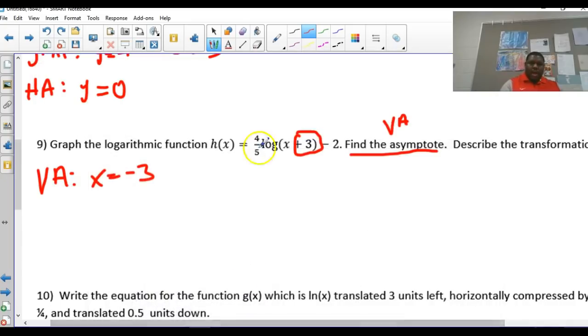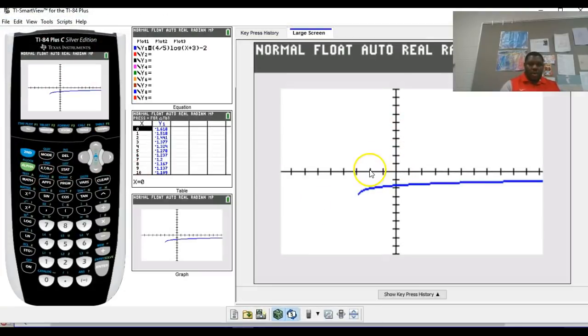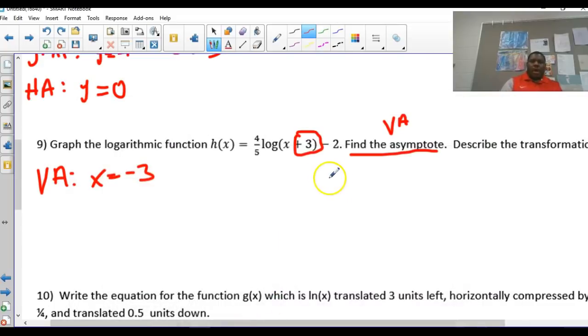Well, again, our function told us what the asymptote was, -3, because remember, that's left 3. So back to the calculator. 1, 2, 3. There's our asymptote, where this doesn't even exist anymore. It won't even graph it because there's an asymptote there. Now it says describe the transformation. This 4/5, our a value, is less than 1, so that means we have a vertical compression.